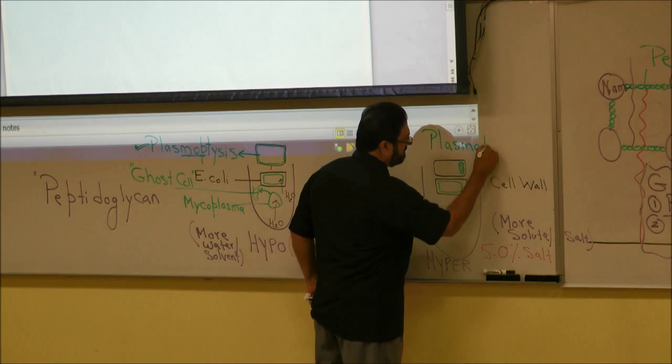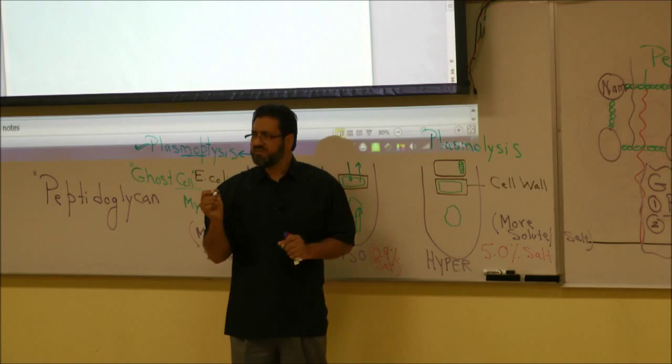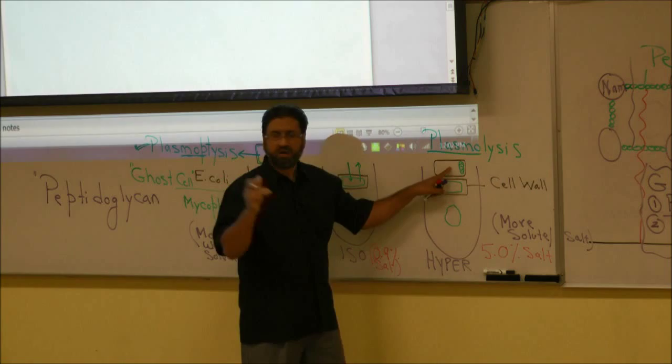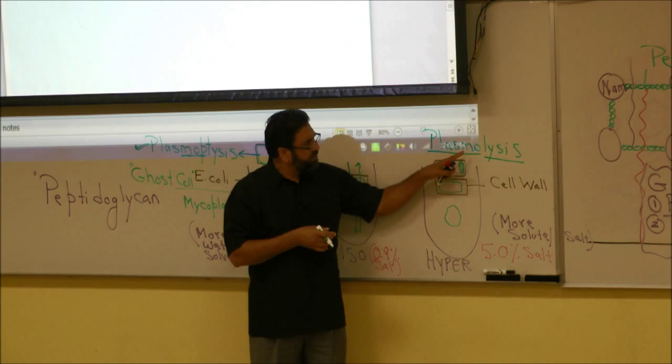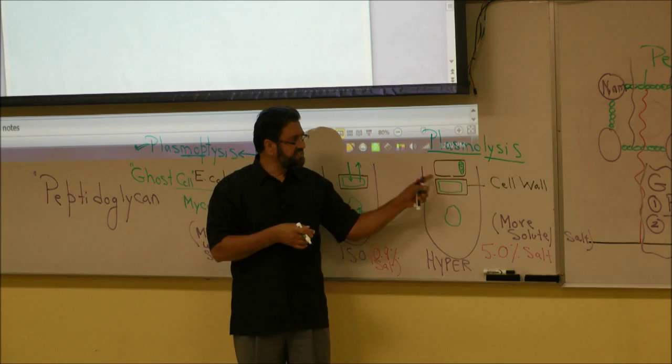What is plasmolysis? Plasmo from protoplasm. The protoplasm broke down, lost water. It's not cytolysis. Is it cytolysis? No, the cell didn't break down. Plasmolysis: the cytoplasm broke down and lost water, but the cell is maintaining its shape.